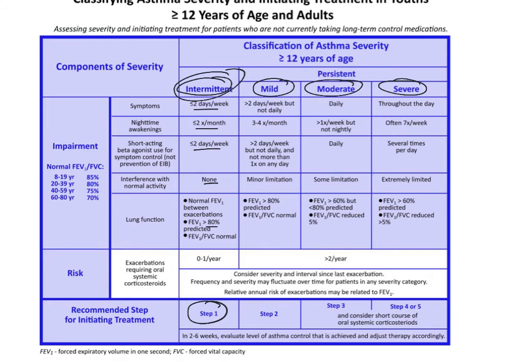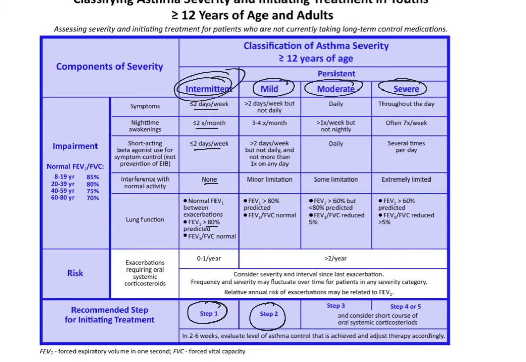Mild asthma is going to be symptoms greater than 2 days a week, but not daily. Nighttime awakenings 3 to 4 times a month, and using their SABA more than 2 days a week, but not daily. Minor limitations, and then some of the characteristic changes on spirometry there. They're going to get step 2 therapy.